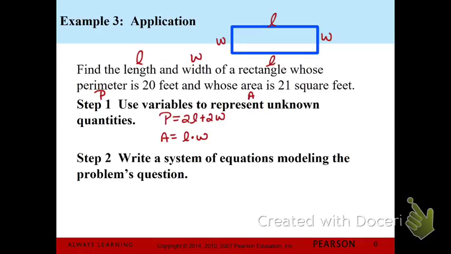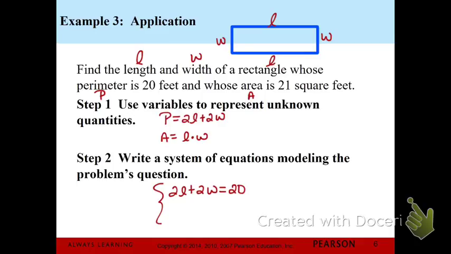Now, for this problem, we're going to write a system of equations that's going to model the question. So, what do we know about perimeter? It is all sides added together. But do I know anything in particular about this certain problem on perimeter? The perimeter is 20 feet. So, what am I going to replace with the 20? P. So, I can rewrite this then as 2L plus 2W equals 20.